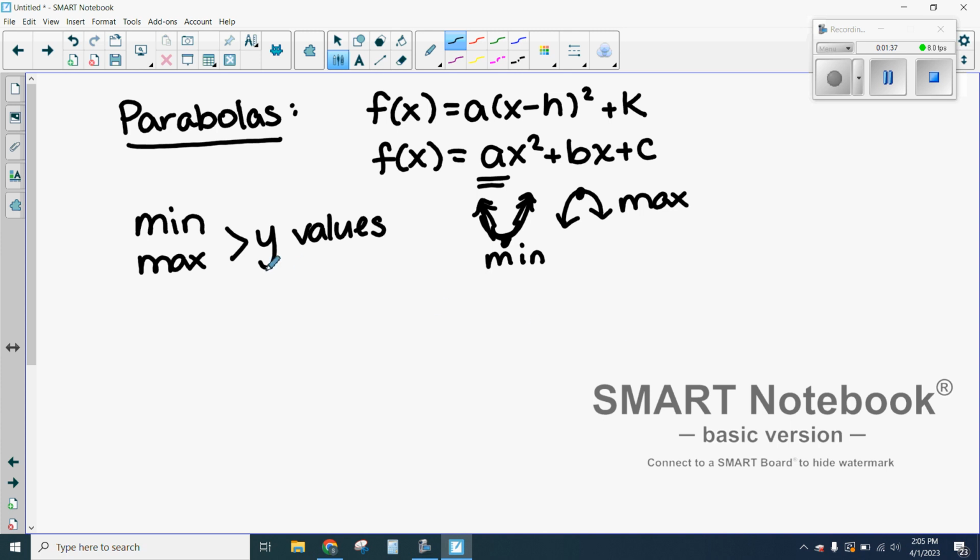Also, the min or the max is going to be the y coordinate. It's not an ordered pair. It's not a location. It's just a single number. And that y value will be the y coordinate of the vertex. So we had a couple of methods of finding the vertex of a parabola.